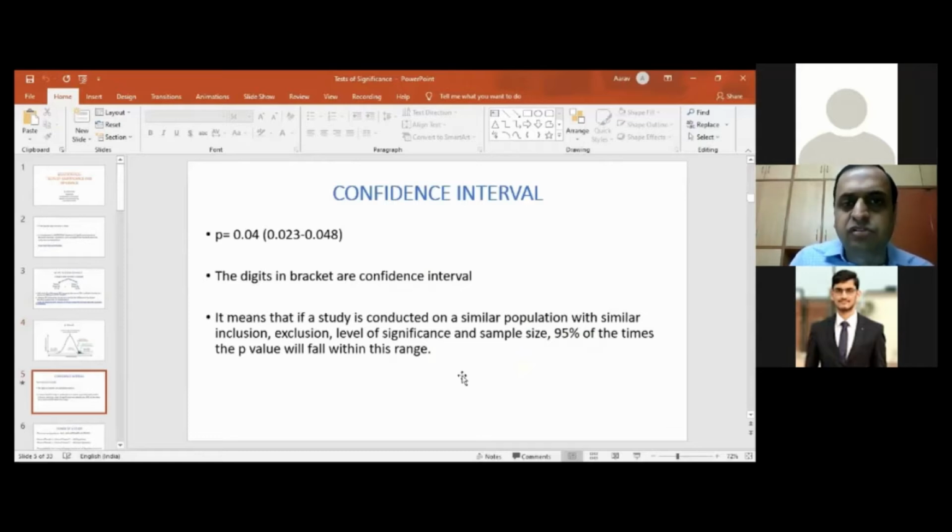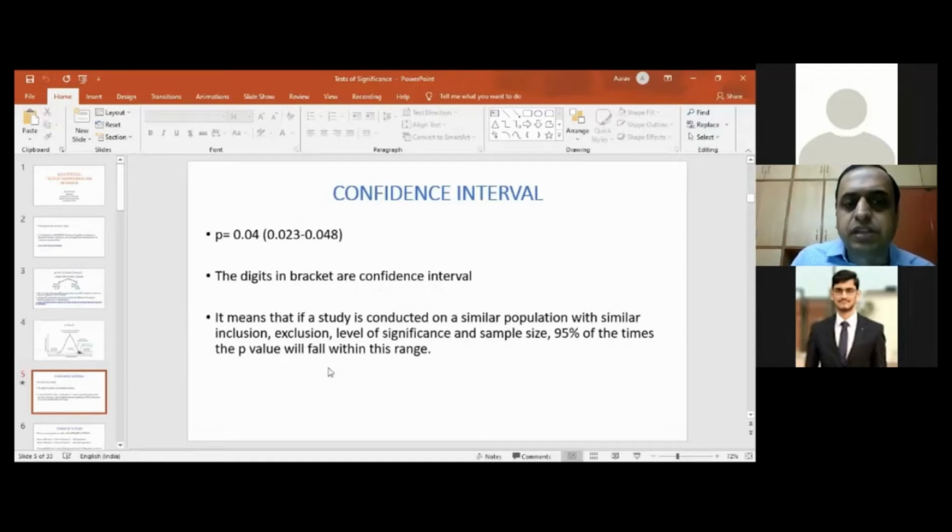Now another term which is used very commonly is confidence interval. Now what is a confidence interval? Suppose that in many of the journals or many of the articles, you will find that it is written p is equal to 0.04, and in bracket they have written this interval. This is called the confidence interval. Now what is meant by a confidence interval?